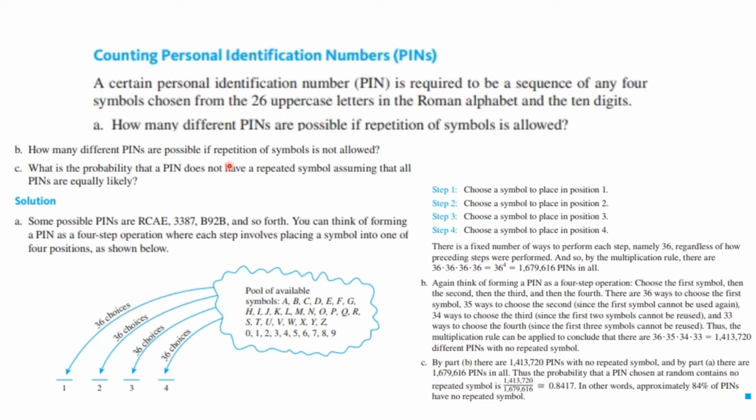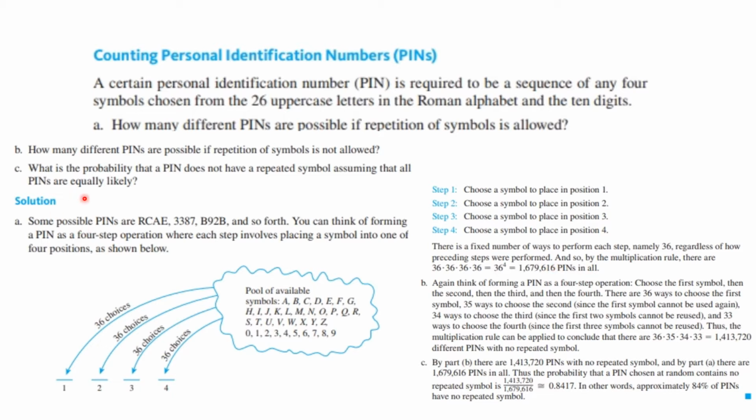Part B, how many different PINs are possible if repetition of symbols is not allowed? Well, okay, so again, you think of the PIN as being a 4-step process, and we're using this kind of idea of drawing little places to put things. The first one you can do 36 ways, but then once you pick that one, you only have 35, 34, and 33. You multiply those together, and you see that this number is less than that number.